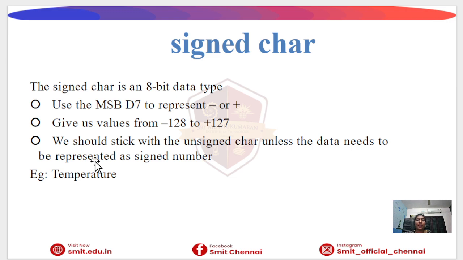This is the signed character. A signed character is also 1 byte, but here 1 bit is used to indicate positive or negative. So the range becomes minus 128 to plus 127. We cannot use this often. We only use it when negative values are really required. If you want to store negative values, you have to use the signed character. For example, temperature values, like minus 2 degrees Celsius. So these are the cases where we use signed characters. Always prefer unsigned character unless negative numbers are unavoidable.